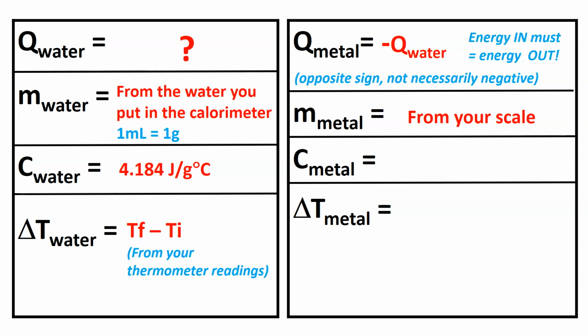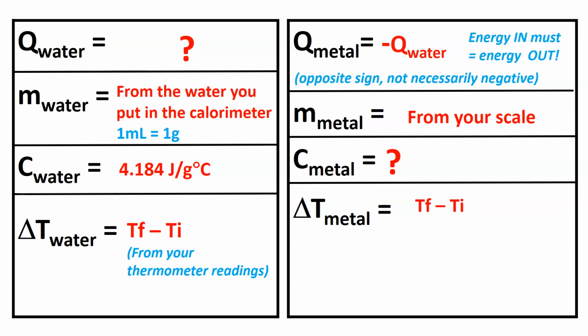But we don't know what our specific heat of the metal is, right? These labs are where we're trying to find these specific heat values. We don't know what metal it is. We want to try to figure out what the specific heat is, so we don't know that number. The delta T for the metal can be a bit tricky. We know that it's going to be T final minus T initial. But what's T final? And what's T initial?